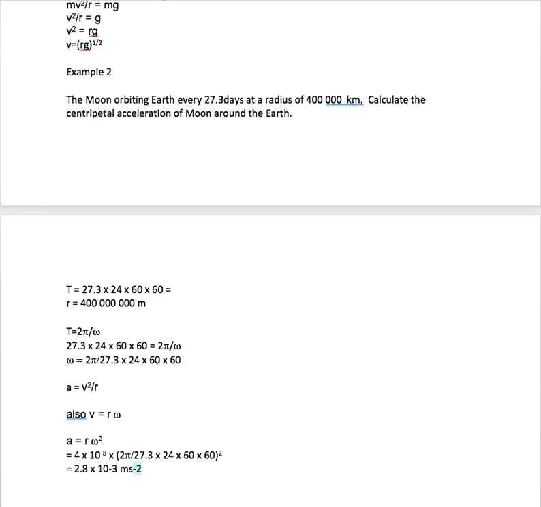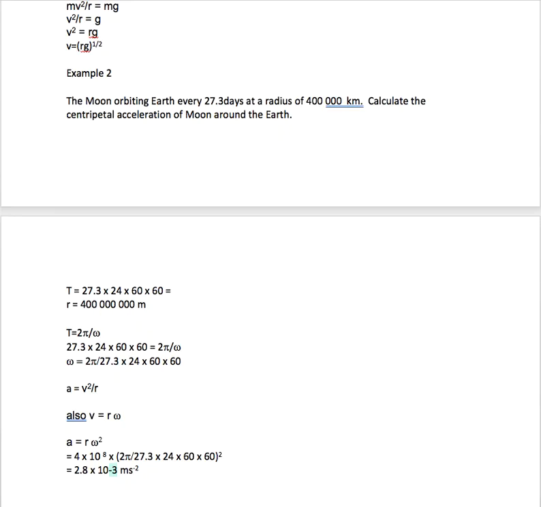So there we have 2.8 times 10 to the minus 3 meters per second squared. So that is the centripetal acceleration of the Moon around the Earth. So there's example 2 for you. Now let's do example 3.